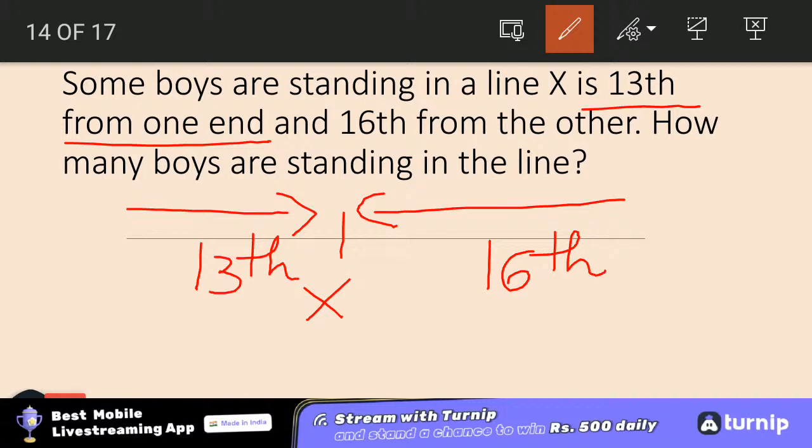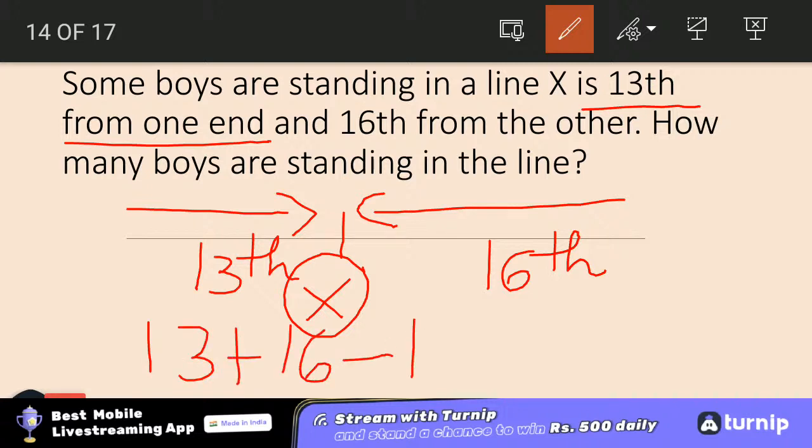तो आपको बताना है टोटल कितने बॉयज हैं लाइन में. देखिए अब जो ये पर्सन X है इसके बारे में सोचिए, 2 बार आ गया है फिर से. 13 स्टार्टिंग से भी X ही था और 16 बैक से भी X था. So what's our procedure? We will add both of them, 13 and 16, and then we will subtract 1. That is 29 minus 1. Perfect answer. 28 students are standing in the line. I hope I am clear.